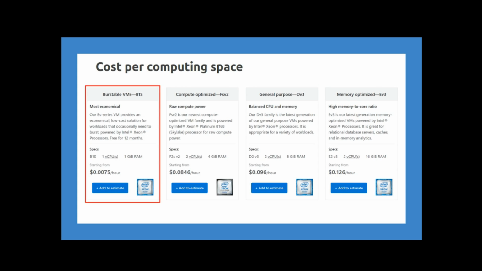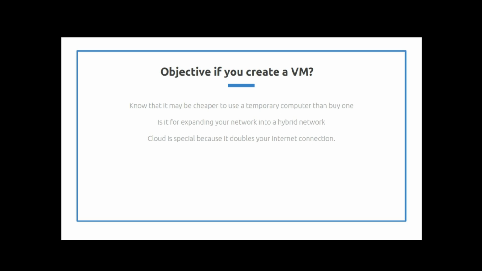Right. So here's a little bit more information about the B1S. The 1 CPU, 1 gig of RAM, and that shows you how much it costs per hour to operate. So it's just useful.